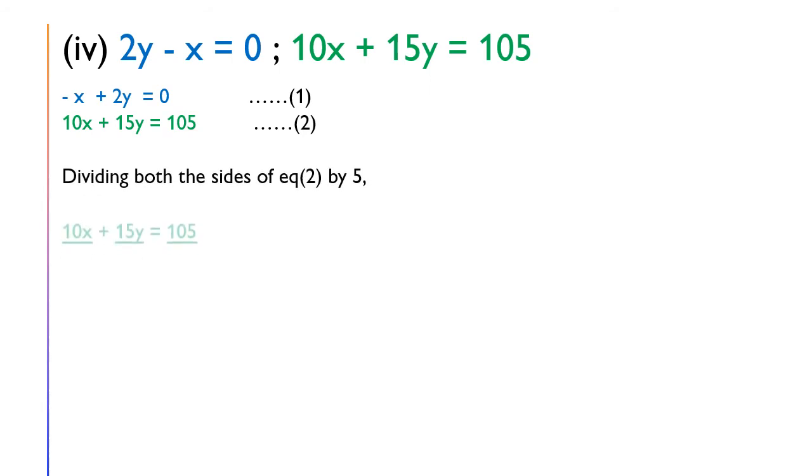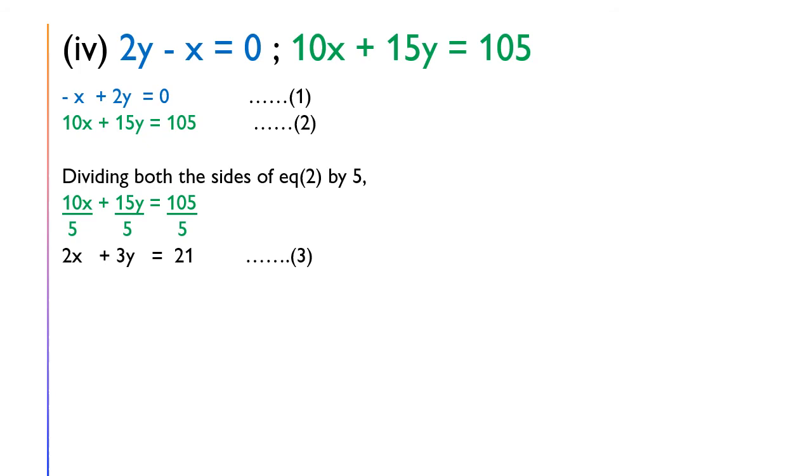So when we divide this equation by 5, what happens? See, this 10x has been divided by 5, 15y has been divided by 5, and 105 is also divided by 5, so that the value of this equation or the coefficients will become smaller. So 10 divided by 5 will give us 2, 15 divided by 5 will give us 3, and 105 divided by 5 will give us 21.